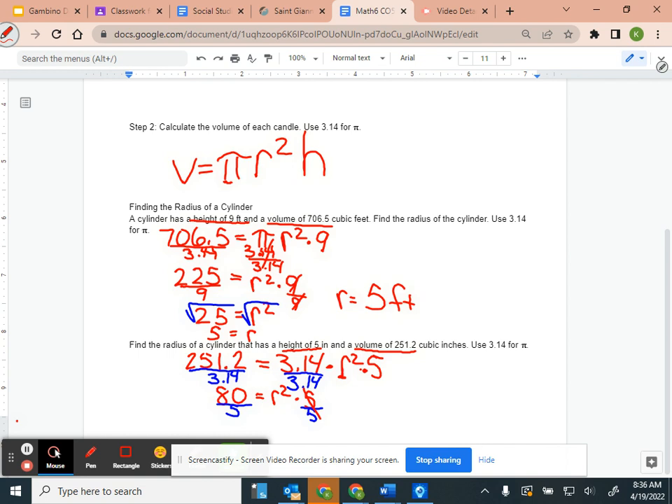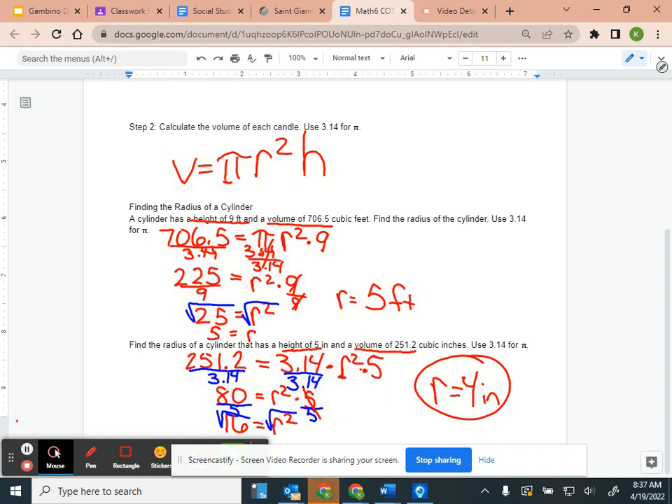16. What was it, 16? So 16 equals r squared. But I want to know what r equals. If 16 equals r squared, what do I have to do to get it to be just r? Josie? Find the square root. What is the square root of 16? Aiden? 4. 4 times 4 equals 16. So my radius is 4 inches.